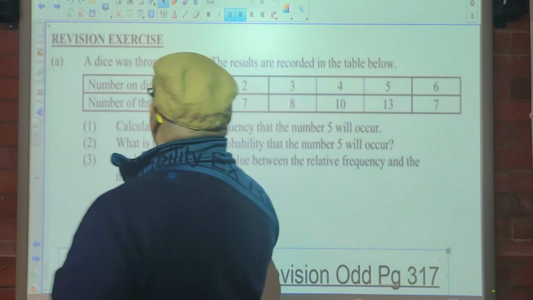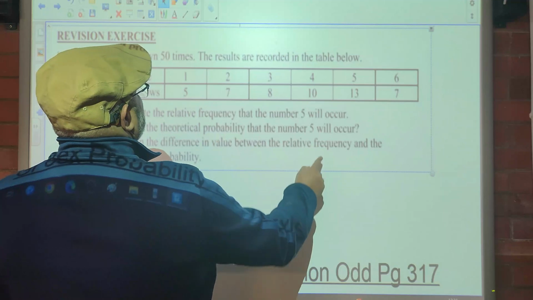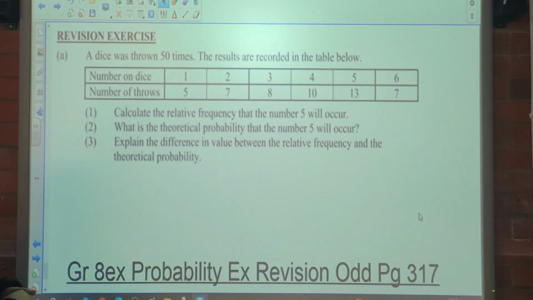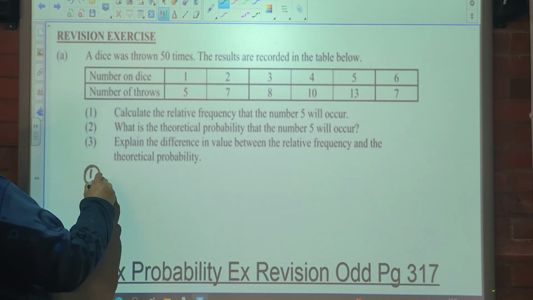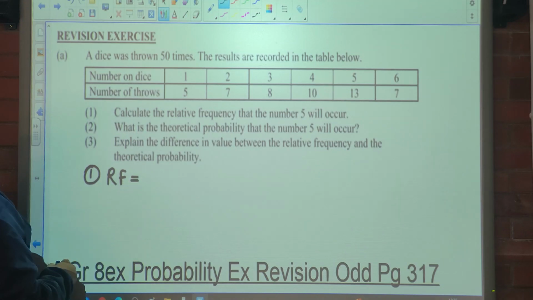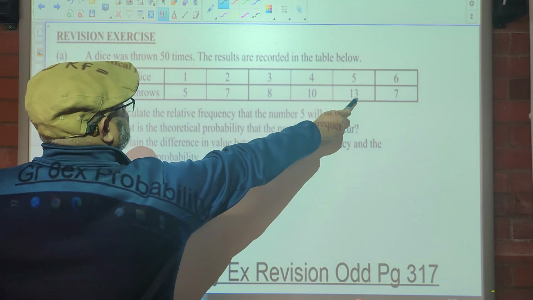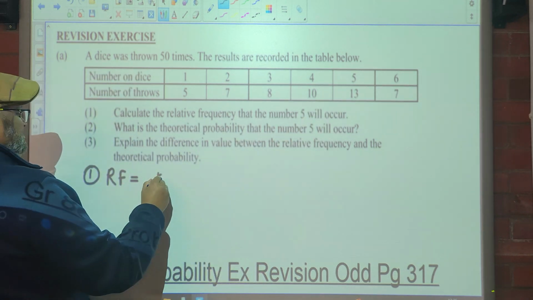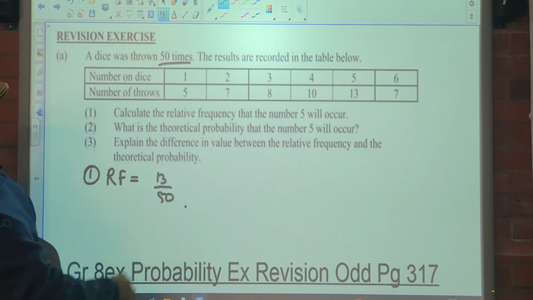A die is thrown 50 times. The results are recorded in the table below. Calculate the relative frequency that the number 5 will occur. So the relative frequency is going to give you the 5. The 5 occurred 13 times. And what was the total number of trials? 50. There's the first answer.